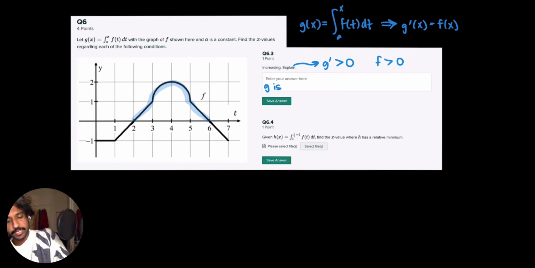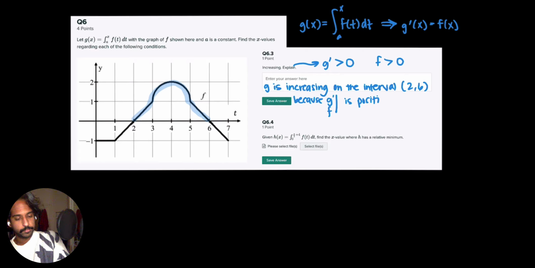g is increasing on the interval. Where does it start? It starts at 2, ends at 6. On the interval 2, 6, because g prime, or f, is positive on that interval.